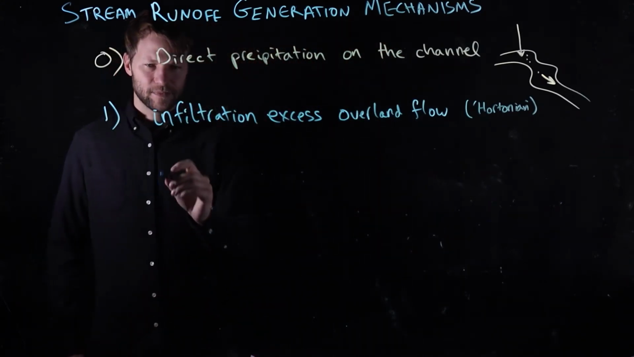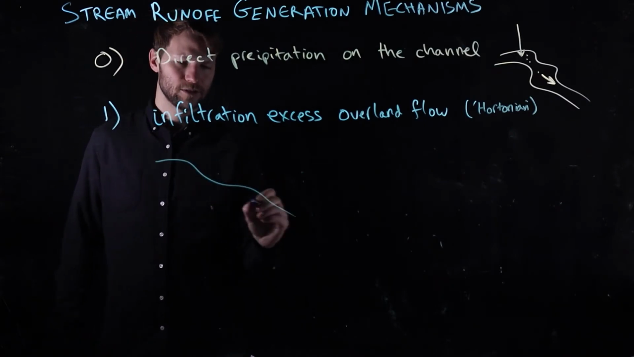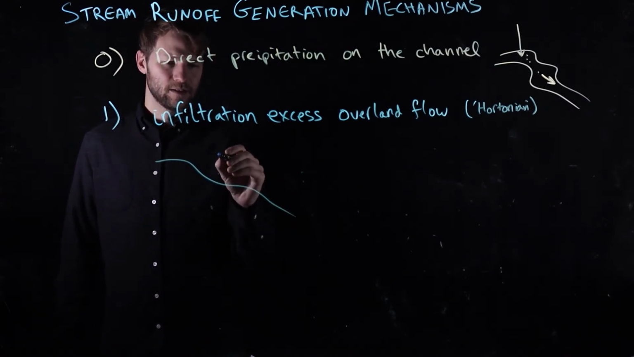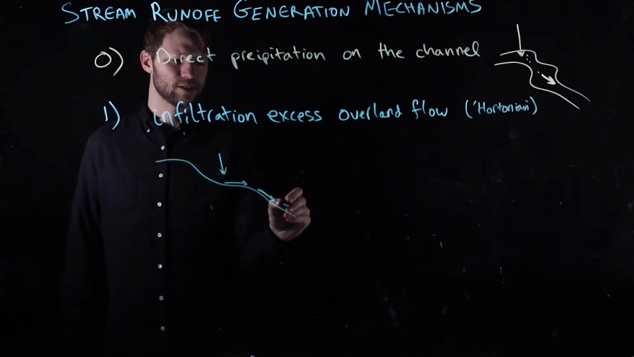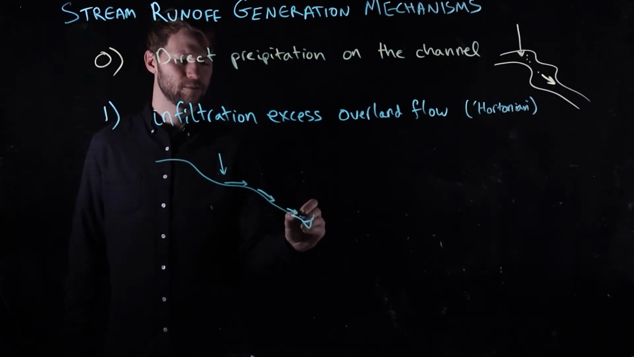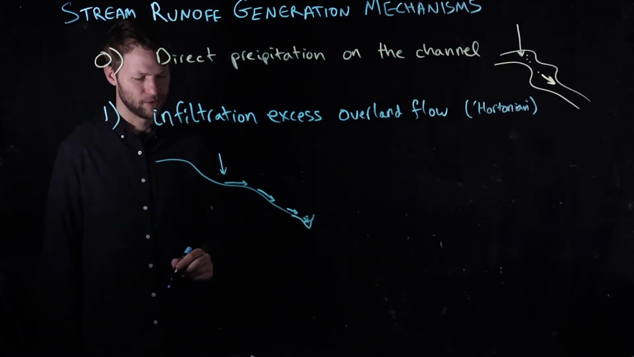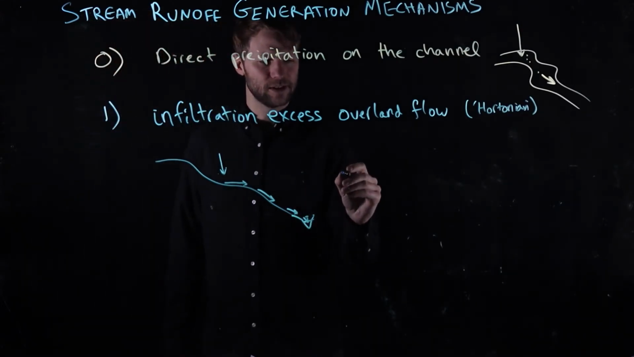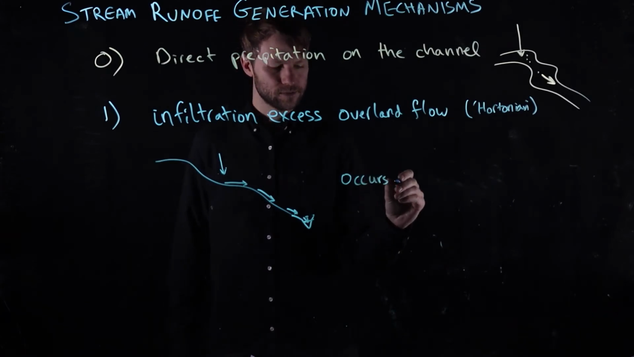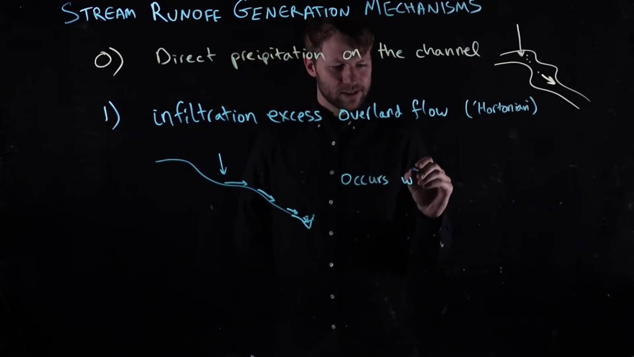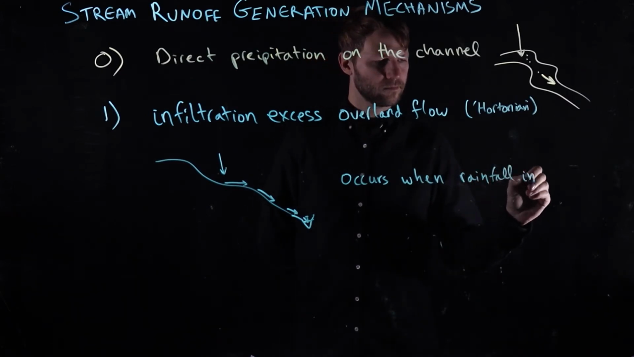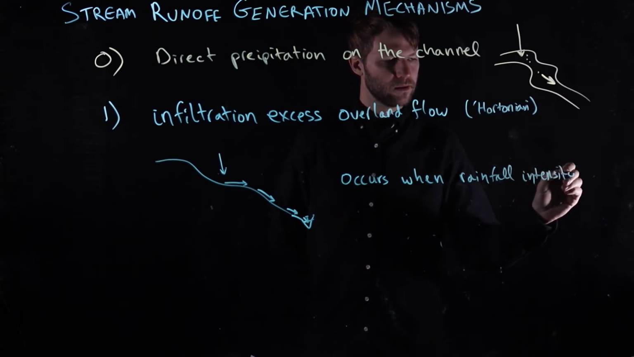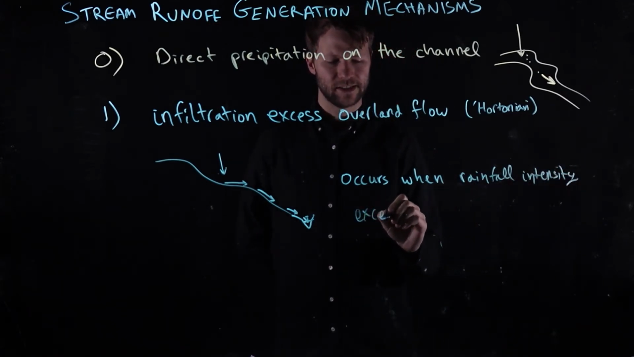The idea here is that if you were to draw a 2-dimensional vertical hill slope cross-section, precipitation is arriving, but it can't infiltrate fast enough. And so it starts flowing over the ground surface down to the stream channel where it becomes stream flow. And so this type of overland flow occurs when the rainfall intensity exceeds the infiltration capacity.